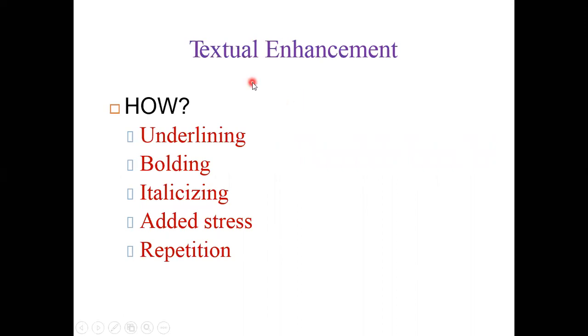So how can we know that this is textual enhancement? By underlining. You can ask students to underline. Bolding, making very black of some words, some phrases. Or italicizing. You can make italics of some words, like stress or repetition. These are some of the features of textual enhancement.